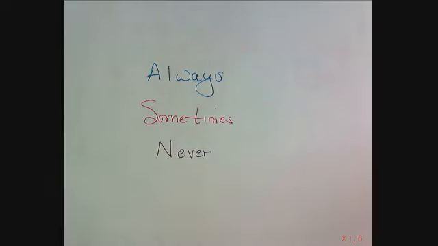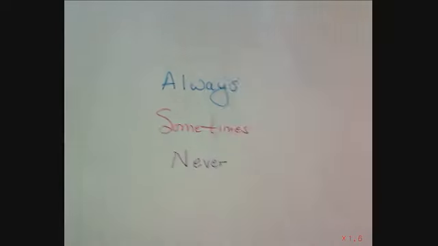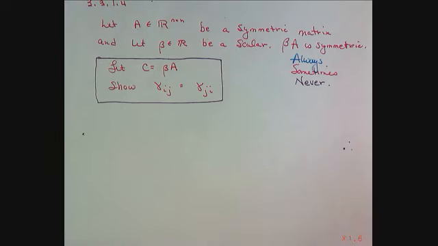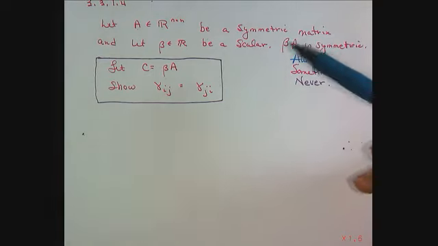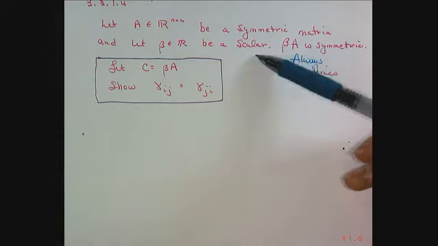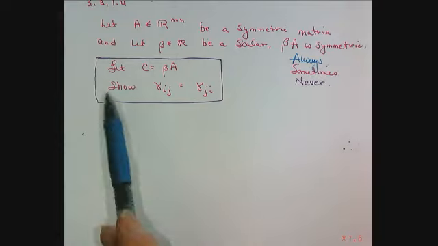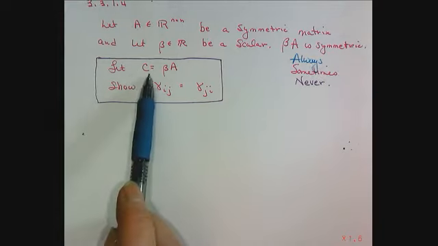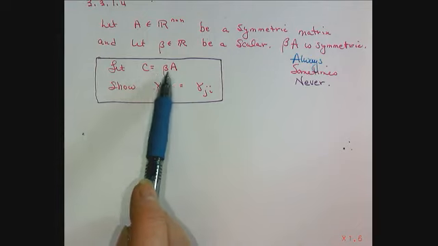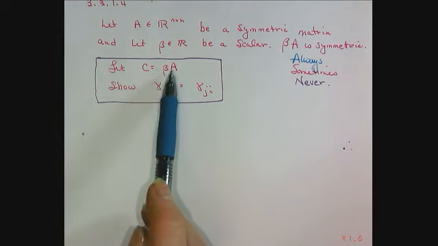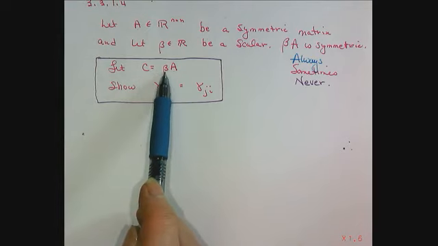Another always, sometimes, never. In problem 3.3.1.4, we want to decide if it's always, sometimes, or never the case that if you have a symmetric matrix and you multiply it by a scalar, the result is a symmetric matrix. I think it's always the case, so I'm going to try to prove it. And I started by thinking of the matrix A multiplied by beta, calling it C.